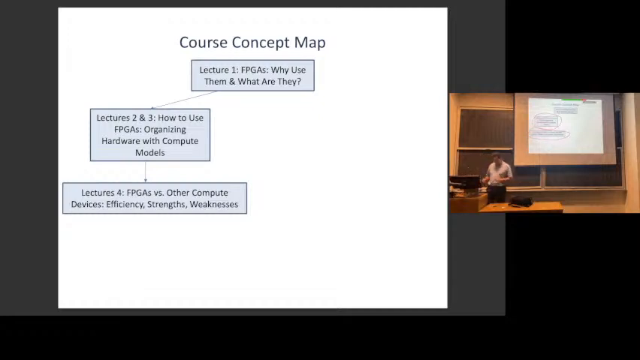So it's a deeper dive into some of the things we talked about in the first lecture: what are the strengths and weaknesses of CPUs, GPUs, DSP processors, and FPGAs, so that if you're trying to build a system, you have some rules of thumb about which of those might be good, okay?